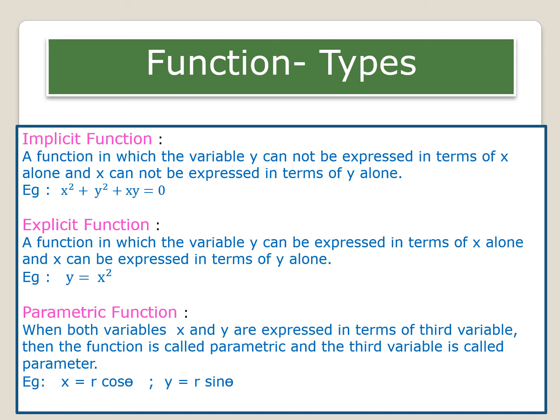Next, parametric function. Here, both the variables x and y are expressed in terms of a third variable. Then this function is called a parametric function and the third variable is called a parameter. Example, x equal to r cos theta, y equal to r sin theta. Now here x and y both are dependent variables, whereas the third variable theta is an independent variable and it is called a parameter.